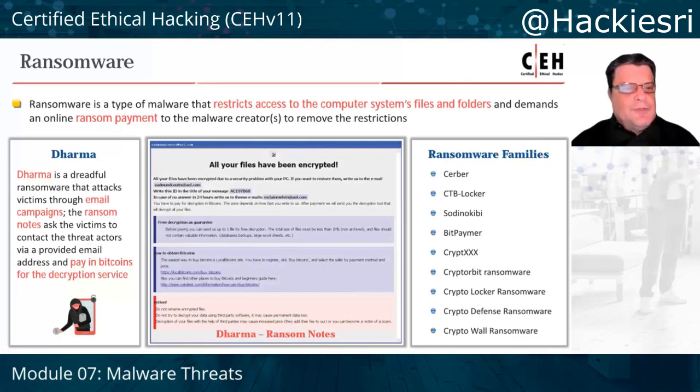One type is called Dharma. Dharma is a dreadful ransomware that attacks victims through email campaigns. A ransom note asks the victims to contact the threat actors via provided email addresses, and pay in Bitcoin for the decryption service. Ransomware families include Cerber, CTB-Locker, Sodinokibi, BitPaymer, CryptXXX, CryptoBit Ransomware, CryptoLocker Ransomware, Crypto Defense Ransomware, CryptoWall Ransomware.